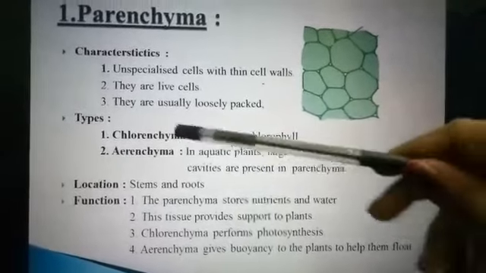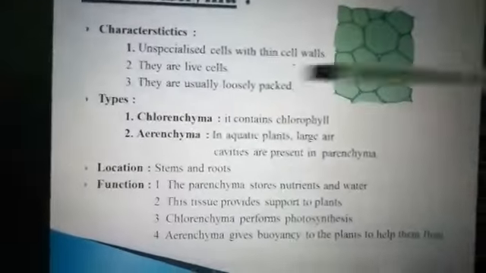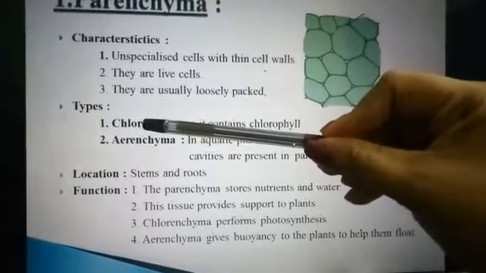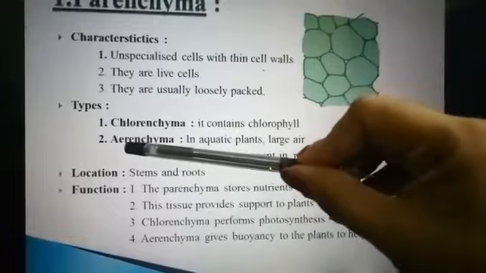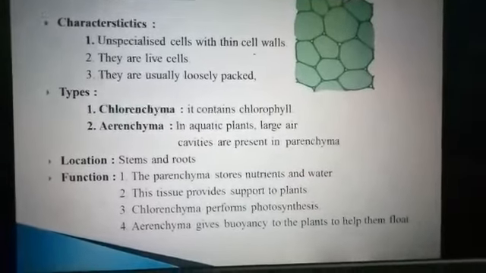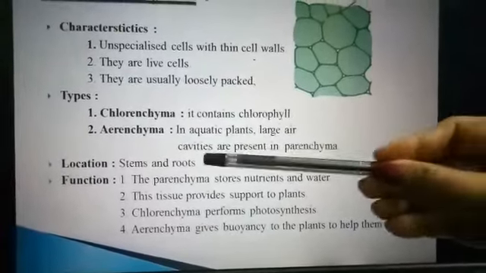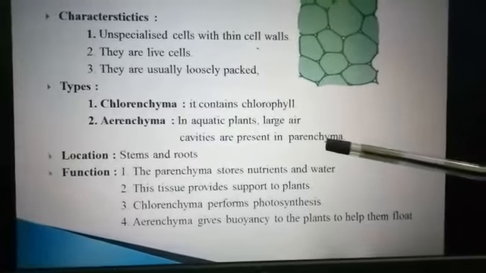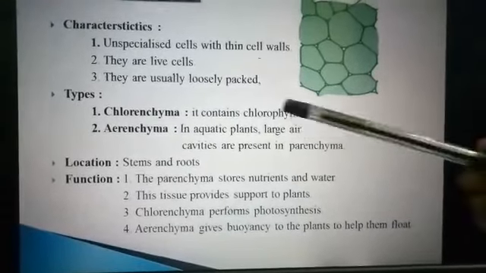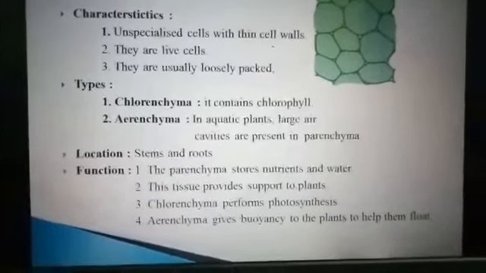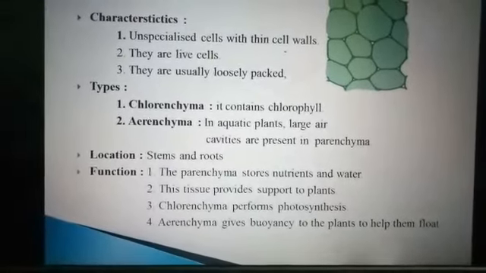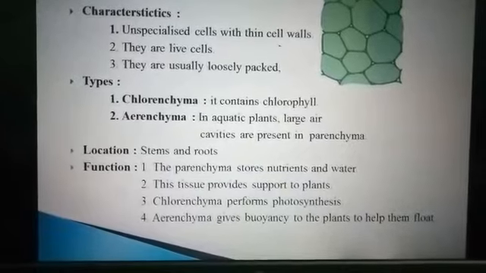Understood? Then types. Parenchyma is of two types. Chlorenchyma: chlor means there is presence of chlorophyll. And aerenchyma: aerenchyma means there is presence of air, there is air cavity. Large air cavities are present in parenchyma, then it is known as aerenchyma. In aquatic plants they are present. And then about location. Where is parenchyma present? So location is stem and roots, right?